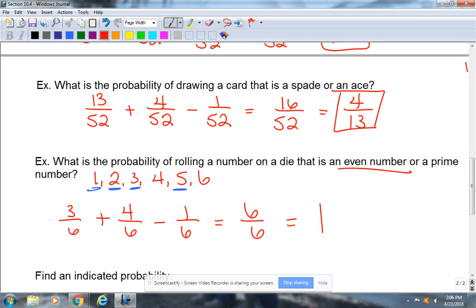So a probability of 1 means 100%. It's going to happen. Okay? So if you get something that's a probability of 1, that means it's always going to happen. All right. That was fun. Thank you for the entertainment.